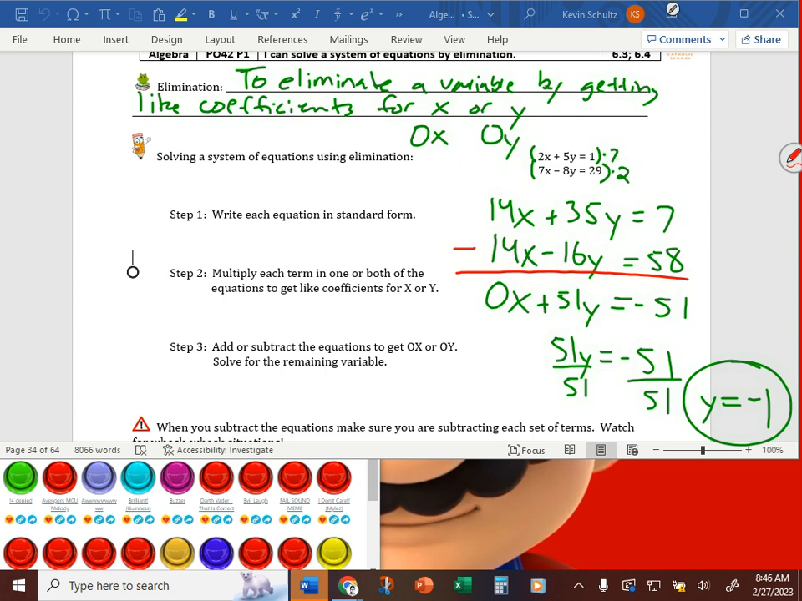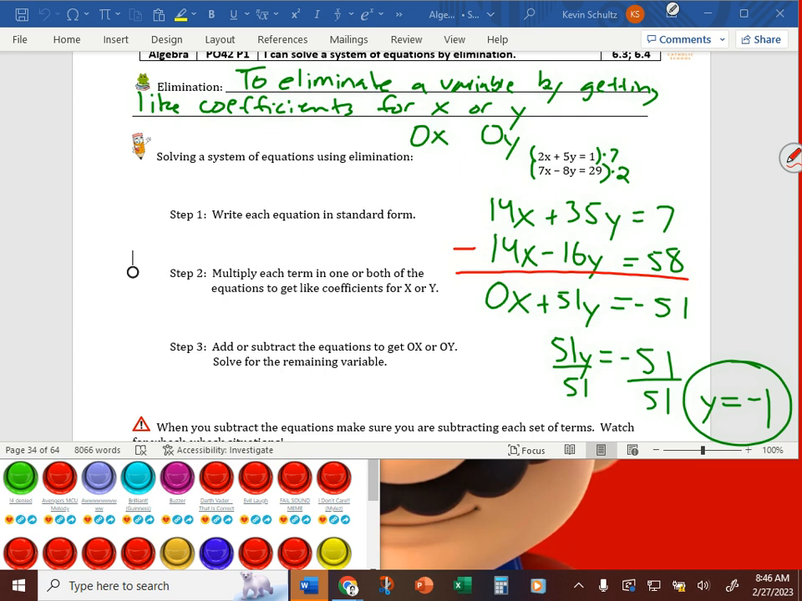Now that we've got y, okay? Eli, now that we've got y, how do we solve for x? Yep. Does it matter which equation we plug y into to solve for x? Could we go to our original top one? Could we go to our original bottom one?